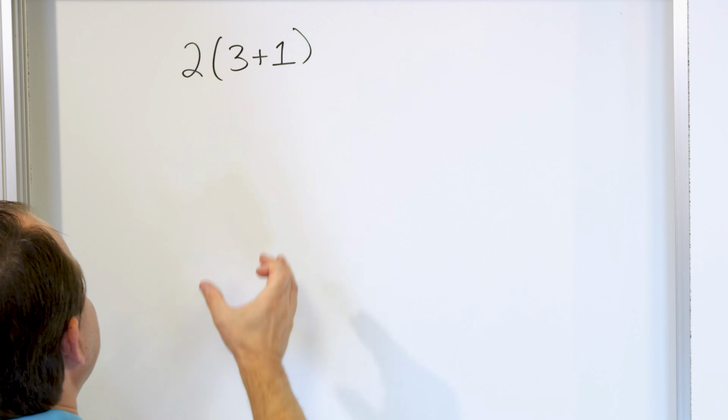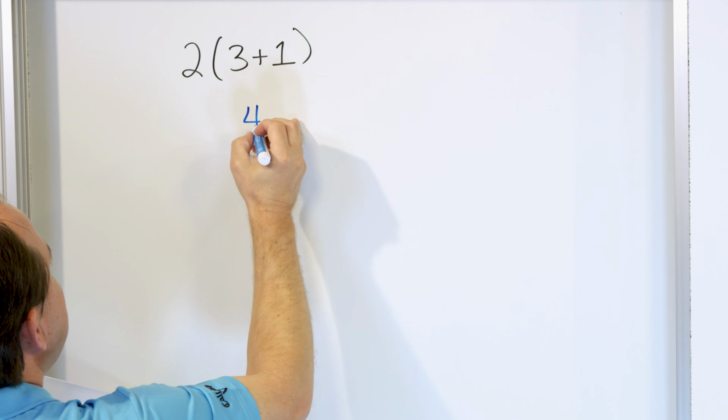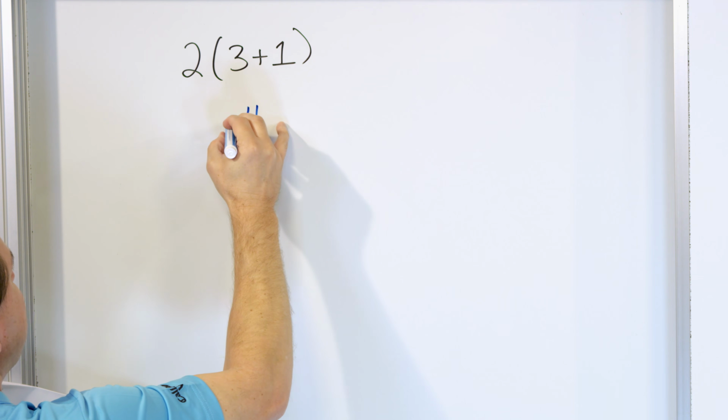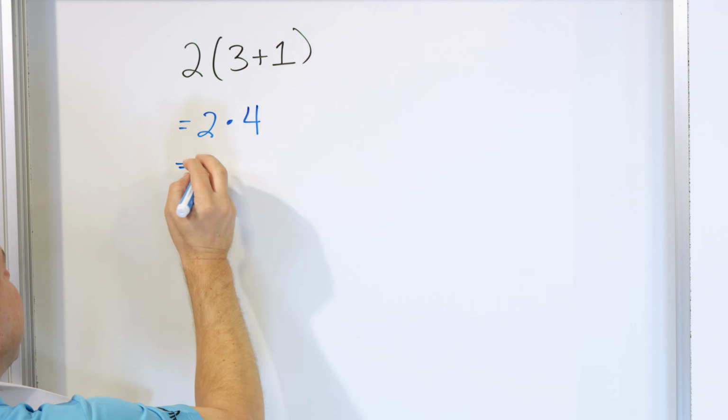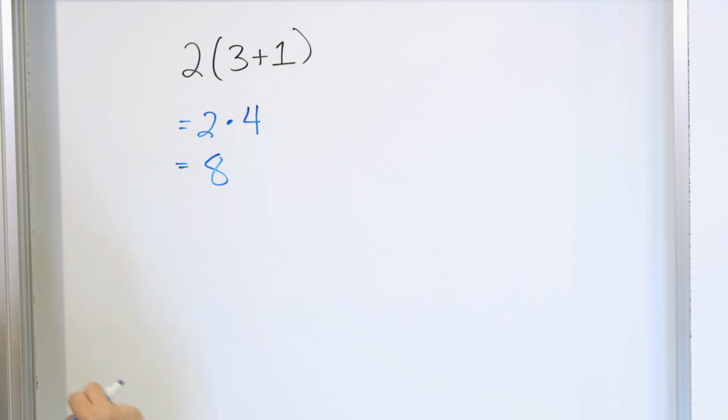From order of operations, you would do the inside of the parentheses first. 3 plus 1 is 4, right? And since we've done the inside here, we can drop the parentheses and it's going to be multiplied by 2. And then we can finally do the 2 times 4 is 8. So we know that this becomes a 4, and then 4 times 2 is 8.